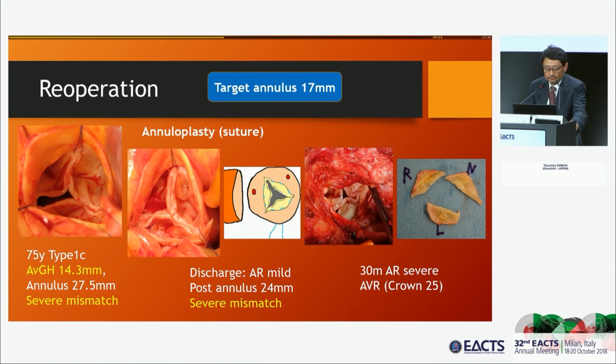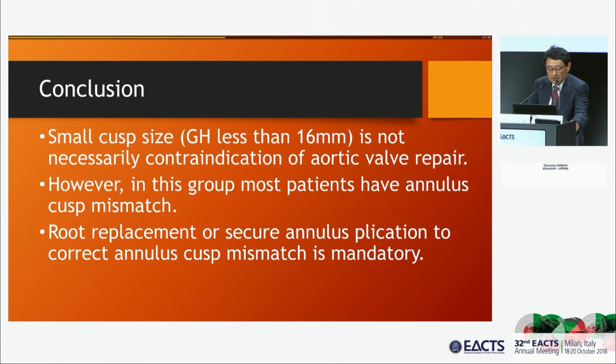So let me conclude. Small cusp size is not necessarily a contraindication of aortic valve repair. However, in this group, most patients have annular cusp mismatch. Root replacement or secure annular plication to correct annular cusp mismatch is mandatory. Thank you very much for your attention.